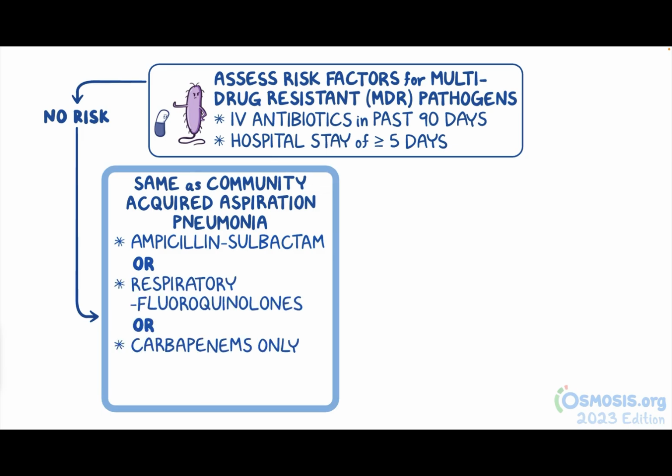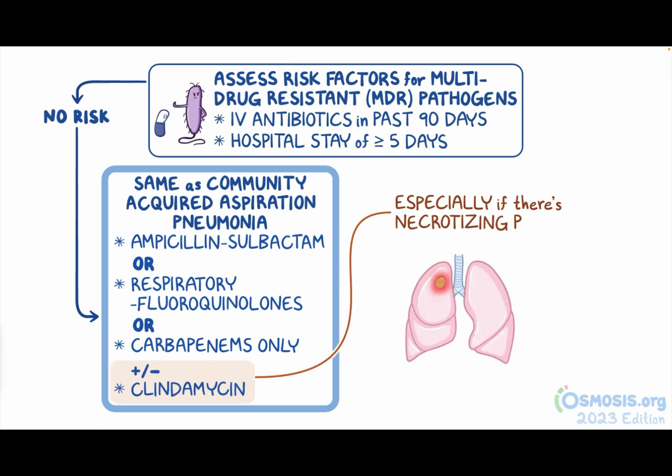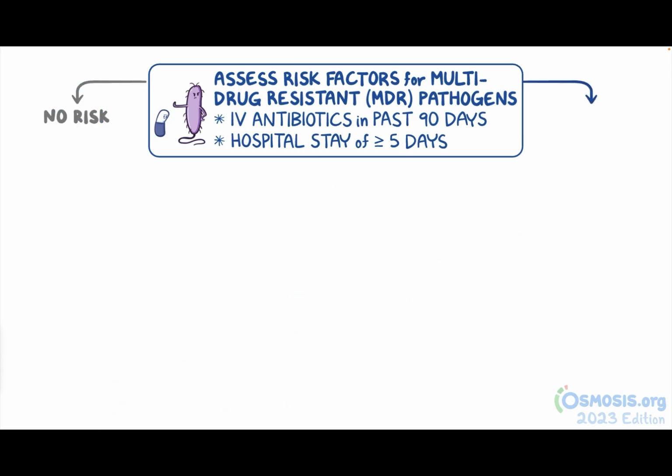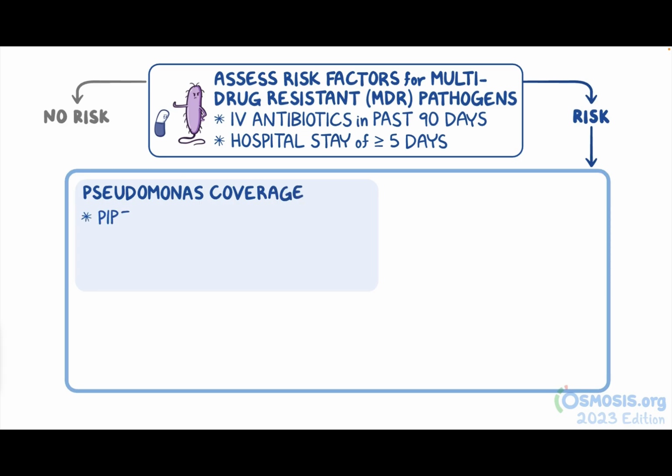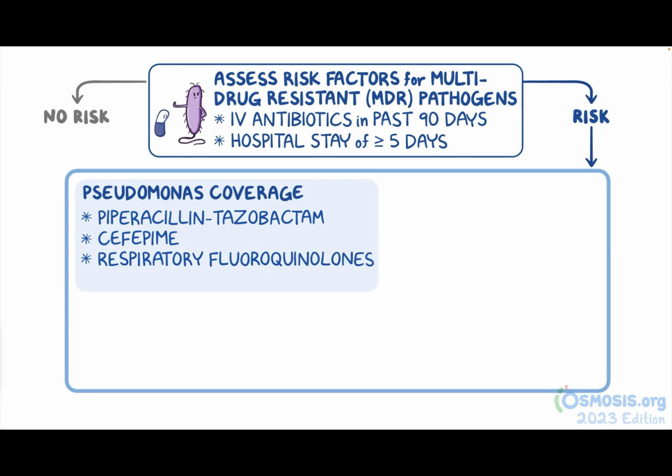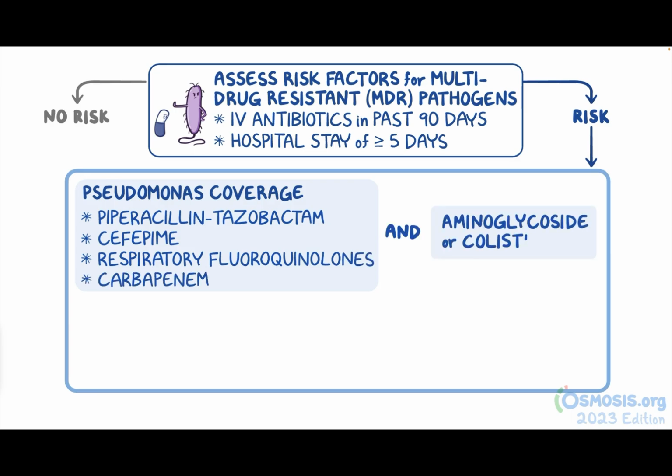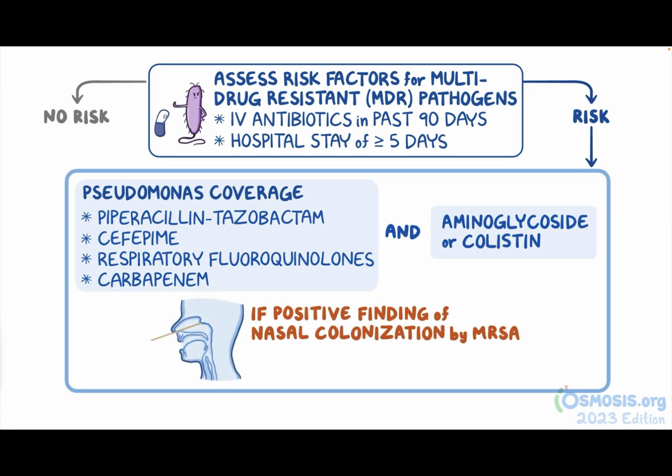But keep in mind that sometimes you might need to add clindamycin too, especially if there's necrotizing pneumonia or lung abscess. However, individuals that present with MDR risk factors require treatment with Pseudomonas coverage, such as piperacillin tazobactam, cefepime, respiratory fluoroquinolones, or carbapenem in combination with an aminoglycoside or colistin. Additionally, if there's a positive finding of nasal colonization by MRSA, add anti-MRSA coverage such as vancomycin or linezolid.